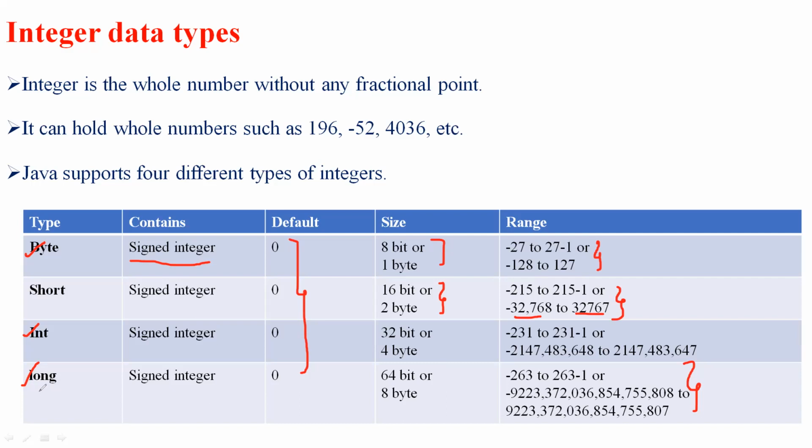Whenever I talk about a long, the value which we need to assign will end with L. For example, if I want to specify a long, long myNumber equals 888, then this number should end with capital letter L in order to show that it is a long integer. So this is how we declare this long data type.